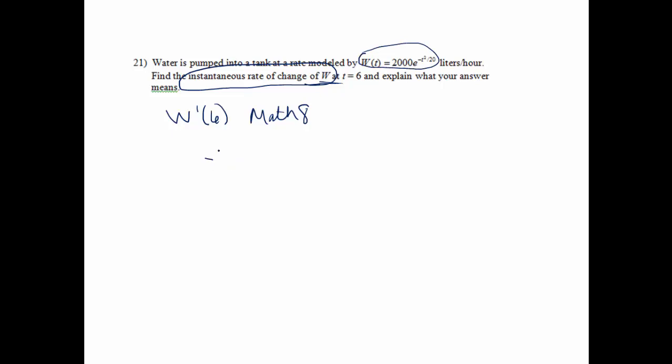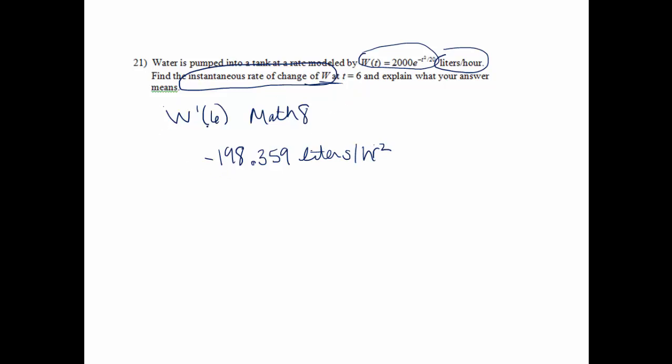When I do that, I'm going to get negative 198.359, rounded to 3 places. And the units: if I started with liters per hour and I'm taking the derivative, it's actually going to be liters per hour squared. Okay, so now it says explain what your answer means.